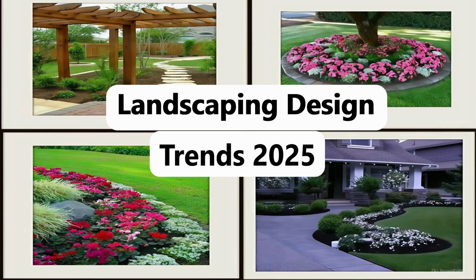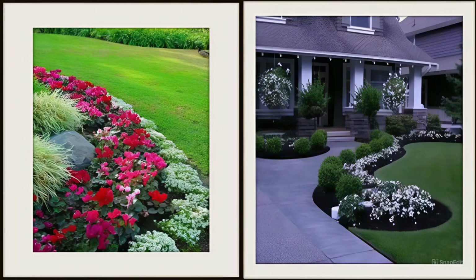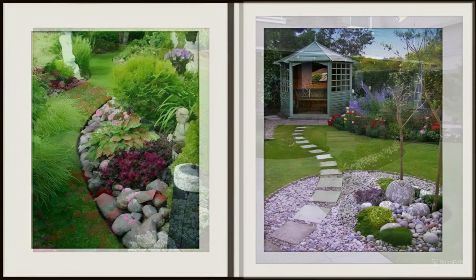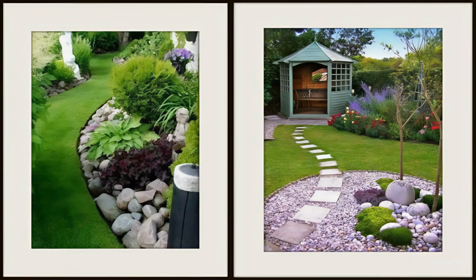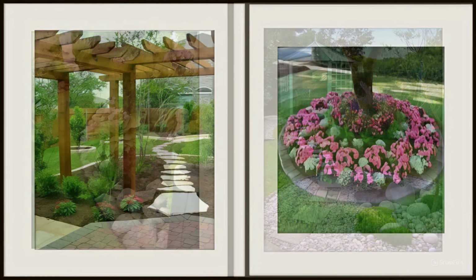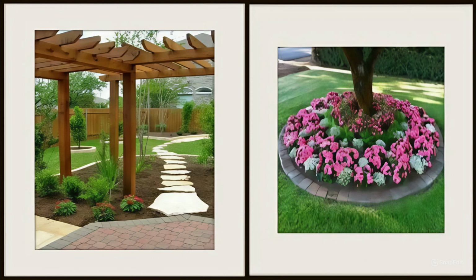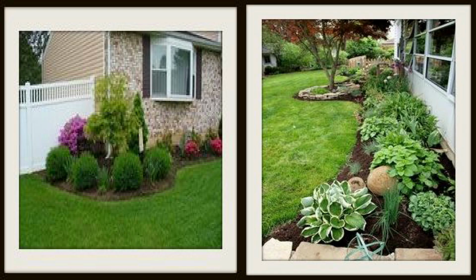Landscaping design is the art and science of enhancing outdoor spaces to create visually appealing, functional, and sustainable environments. It involves the strategic arrangement of natural and artificial elements like plants, trees, shrubs, pathways, patios, lighting, and water features to achieve a harmonious balance.